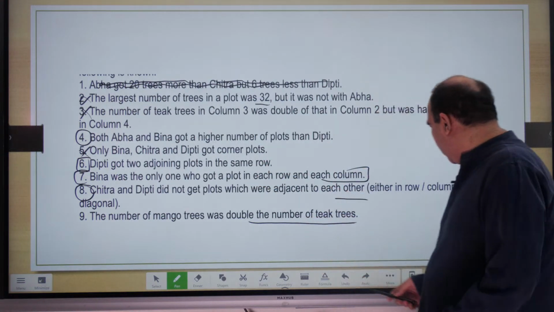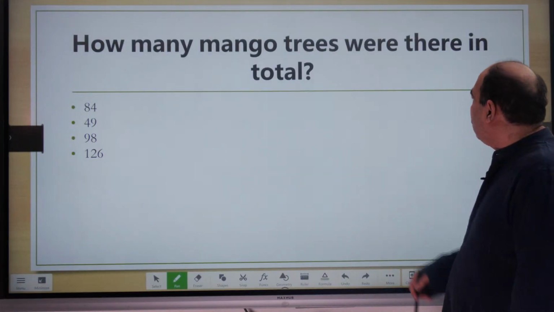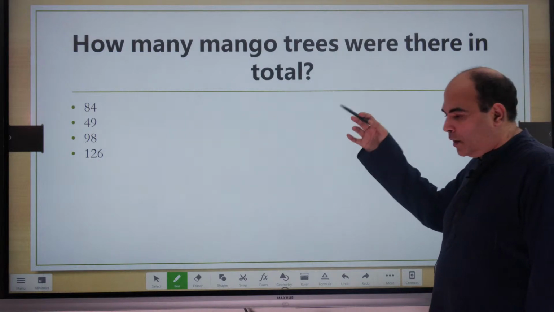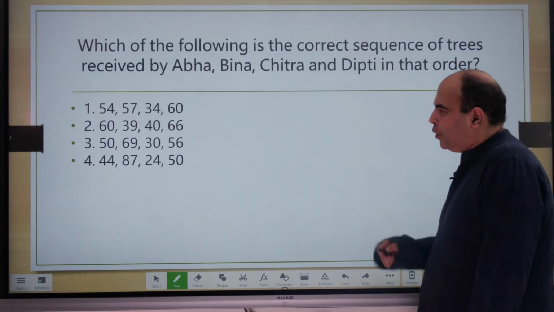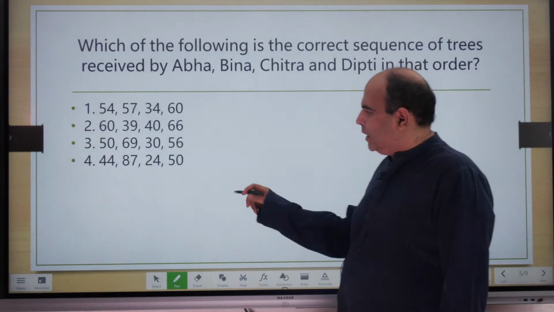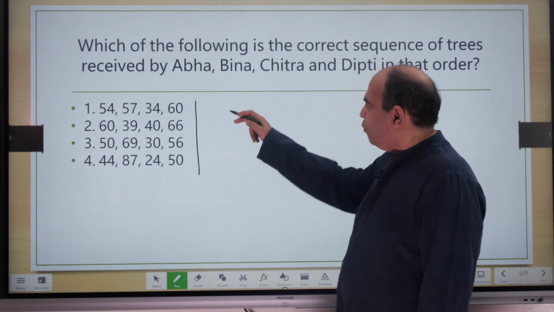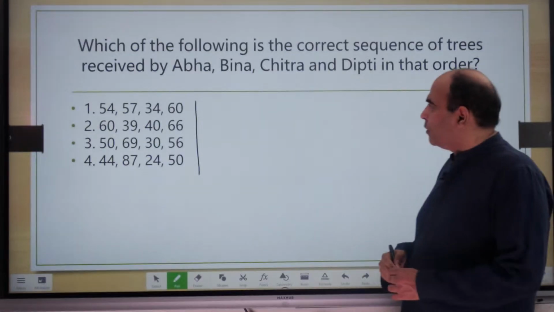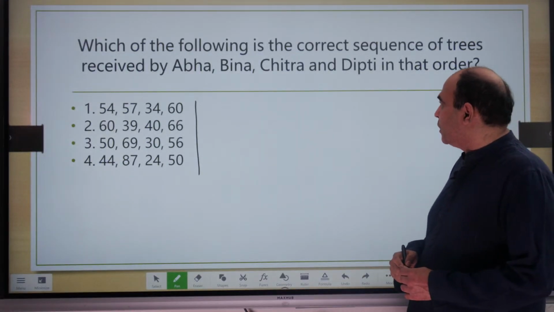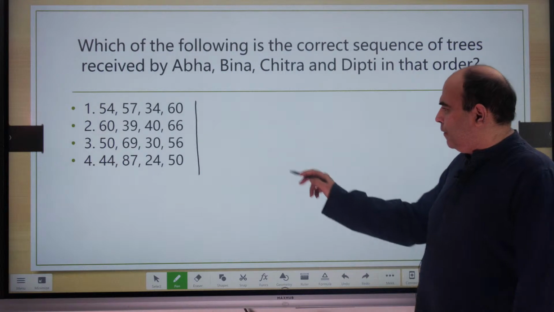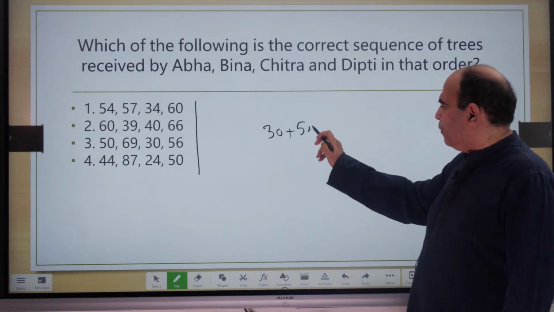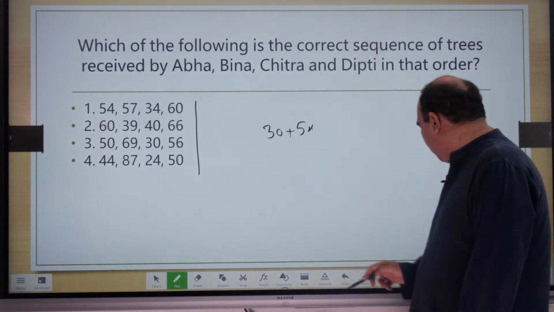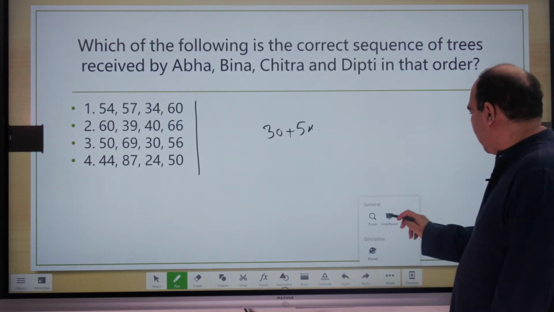So what you should keep doing while solving these papers is to keep looking at what the questions are. At this point, if you had been able to see this question, what are the number of trees received by Abha, Beena, Chitra and Deepti? We know that Abha has 30 plus 5x at this point. And if you look at the options, one more thing maybe I can show you.